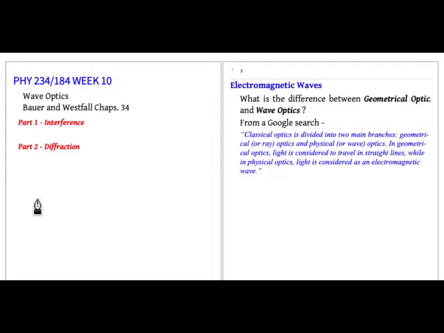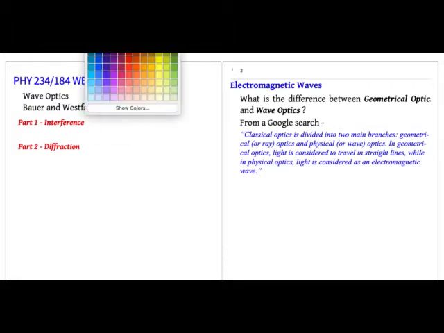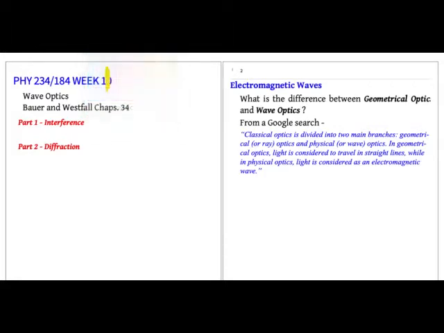We're studying optics, the theory of light and other electromagnetic waves. Last week was geometrical optics, and this week is wave optics. That's in the textbook by Bauer and Westphal, chapter 34.